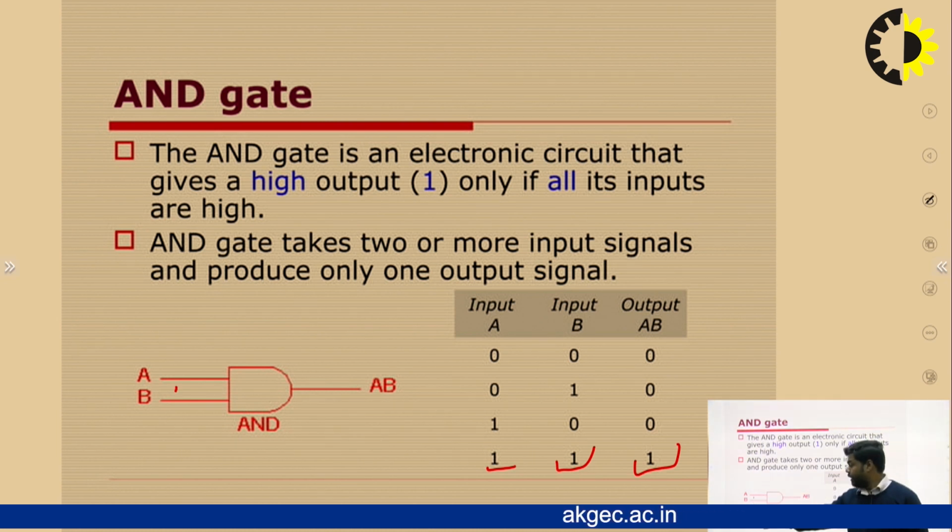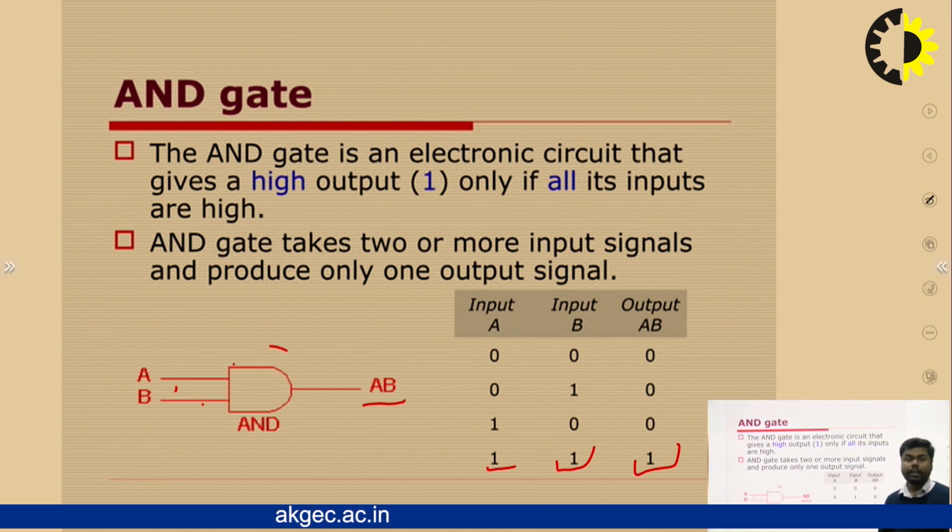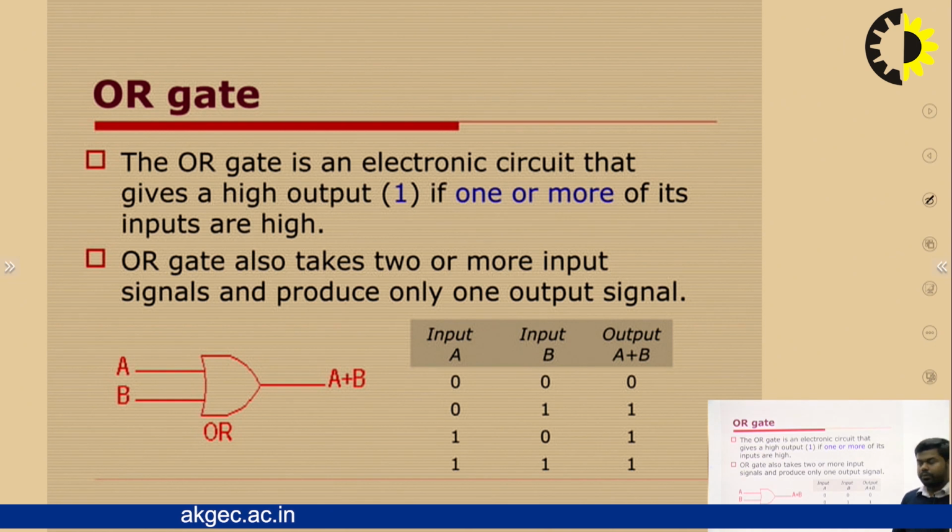This is the diagram of the AND operation. We are taking A, B. This is the AND operation diagram, and this is the output A and B. We are going to solve it, no problem.